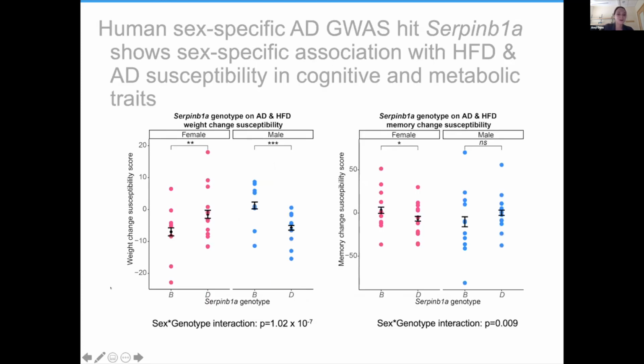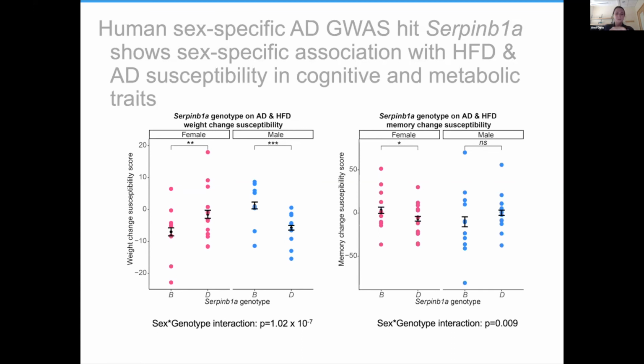We, of course, want to determine the genetic underlying factors leading to this differential response to a high-fat diet. So we started with sex-specific GWAS hits for human Alzheimer's disease. And there are a dozen or so sex-specific GWAS hits. And there was one, a serpin locus, serpin B1A in mice, that seems to be significantly associated with both metabolic response and cognitive response to high-fat diet in males and females.